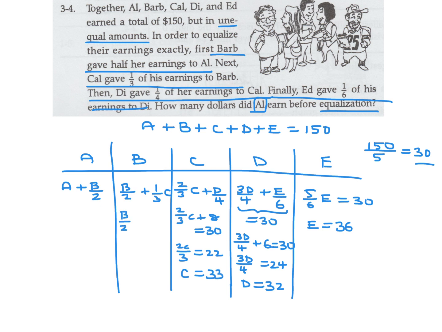So now B over 2 plus C over 3 is 11. And that equals 30. So that means B over 2 is 19. So B is 38. And now finally we get to what we actually need to do, which is A. A plus B over 2. B over 2 would be 19, and that's 30. So therefore A would be 11. And that is what Al had before equalization.